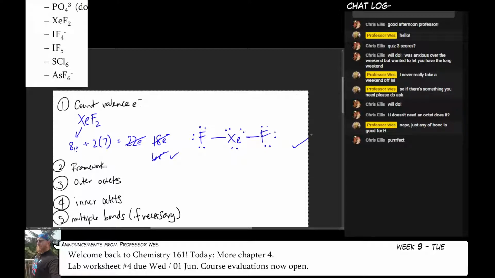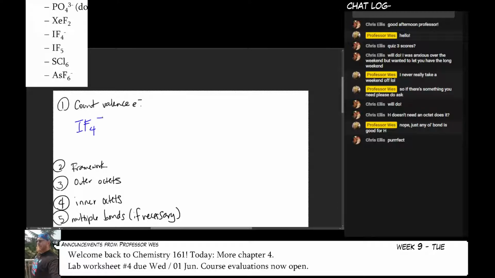All right, let's clear. We'll do IF4 minus. So 4 times 7, then 1. So 35 plus 1 is 36. So I'm just going to go I, F, F, F, F. We'll just throw the charges somewhere. We don't know where they're going to go yet. So 2, 4, 6, 8 means I have that many electrons left.